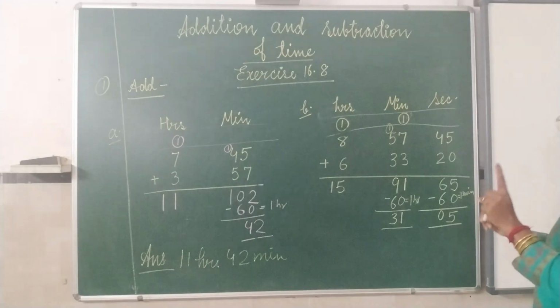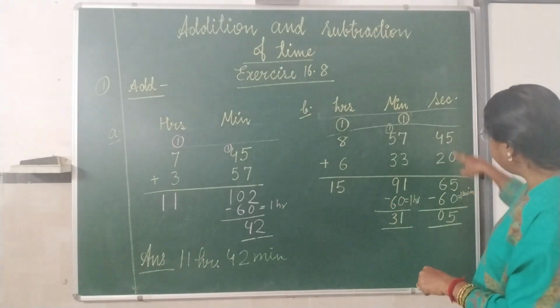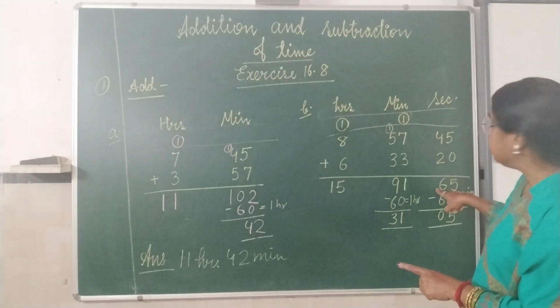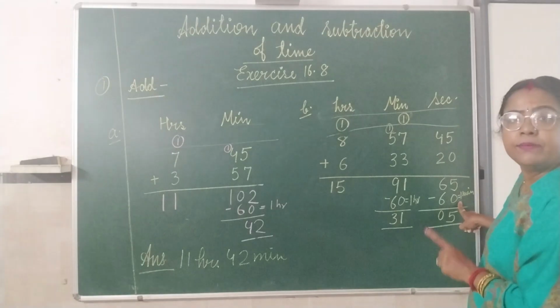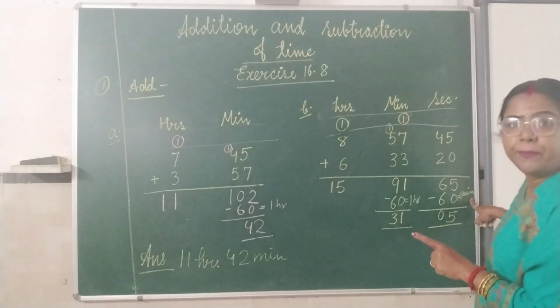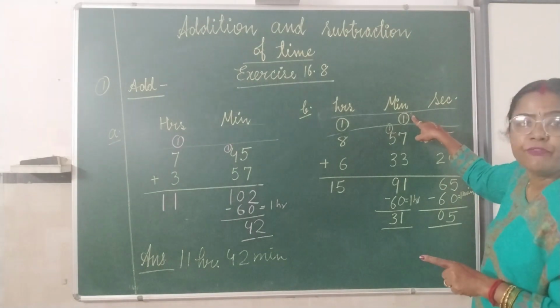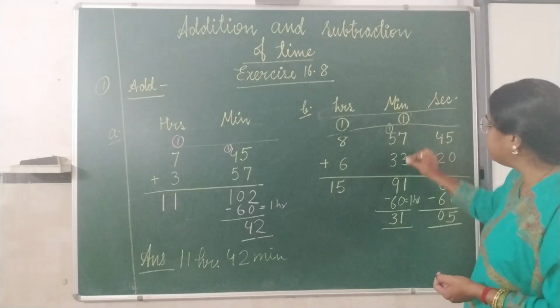Okay, so what steps have we followed? I am just recapitulating. 5 plus 0, 5. 4 plus 2, 6. 65 is more than 60. We will subtract here, minus 60. And 60 seconds is equal to 1 minute, so this 1 minute will be carried forward towards the minute side. And the rest of the part we will add again.